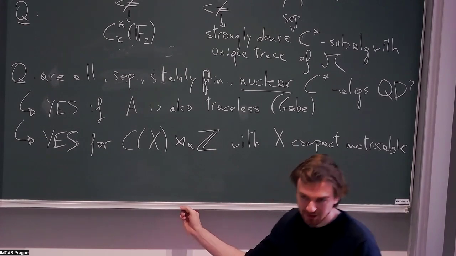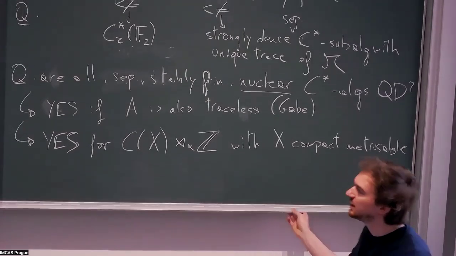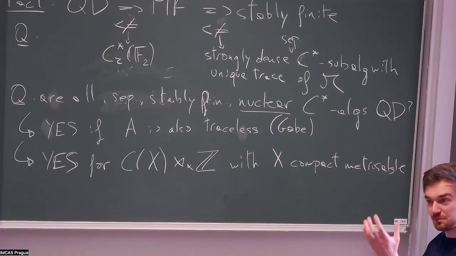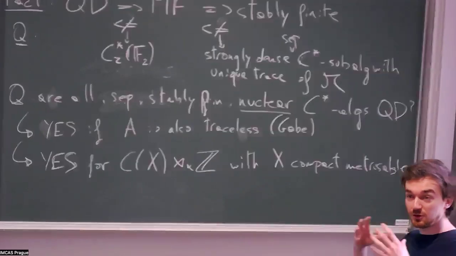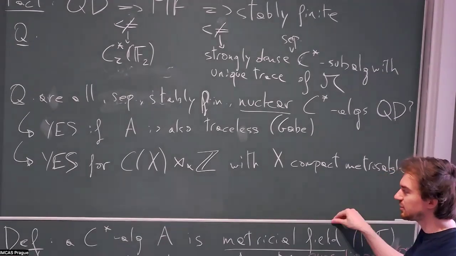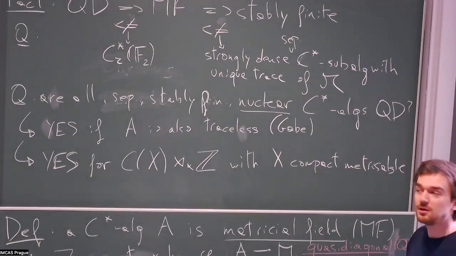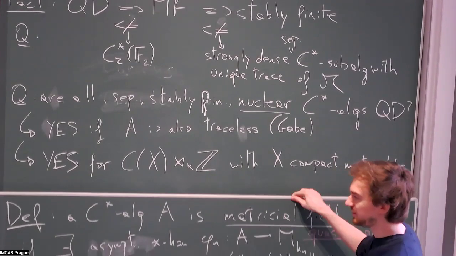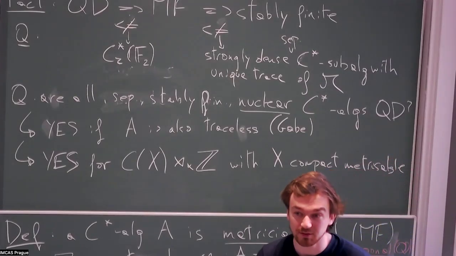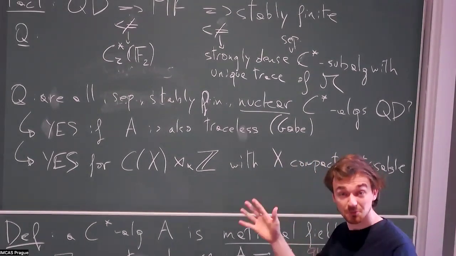Okay. But yeah, so that's the question that I wanted to end with, and also by saying, all of these properties can also be formulated as properties for traces on C*-algebras. So instead of asking the entire C*-algebra to be matricial field or quasi-diagonal, one can formulate analogous properties for a trace on a C*-algebra, and that will also be appearing in Tatiana's talk. But that was all I wanted to mention. So thank you for your attention.